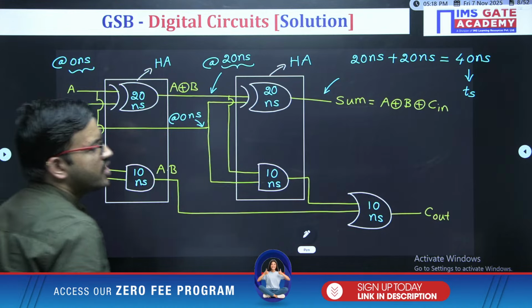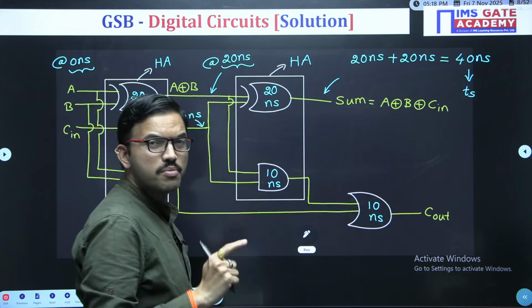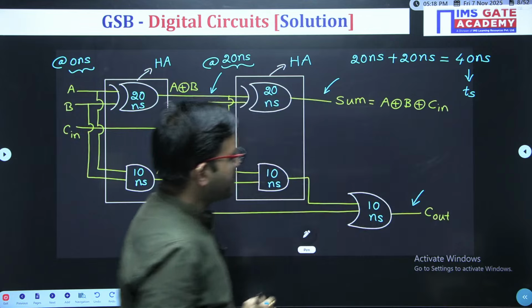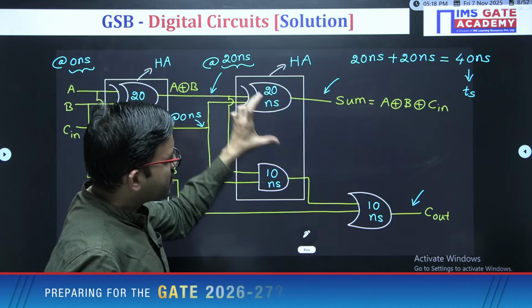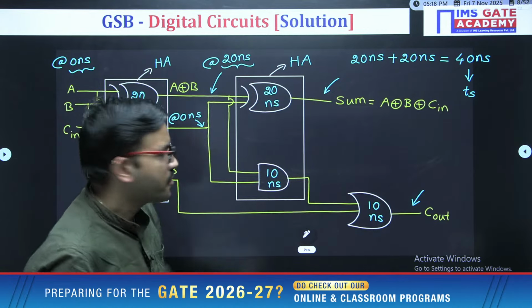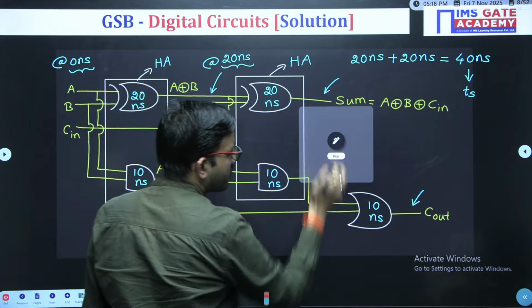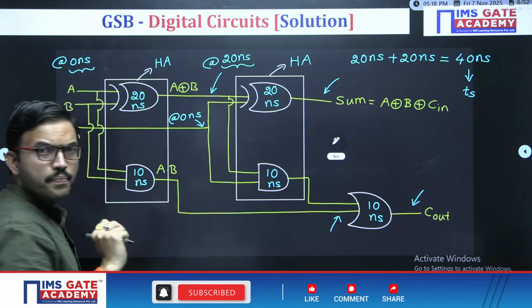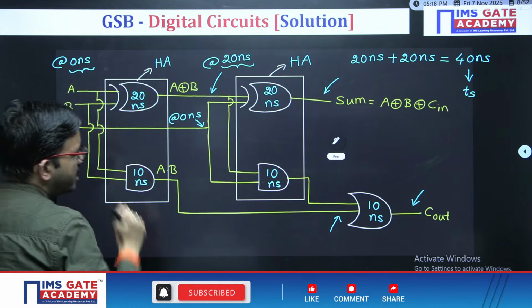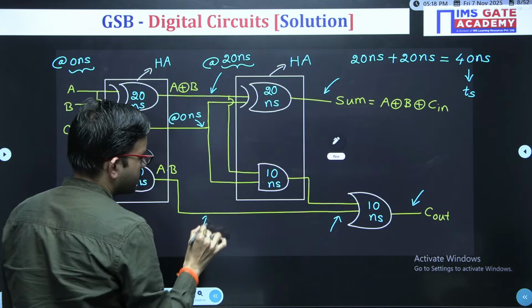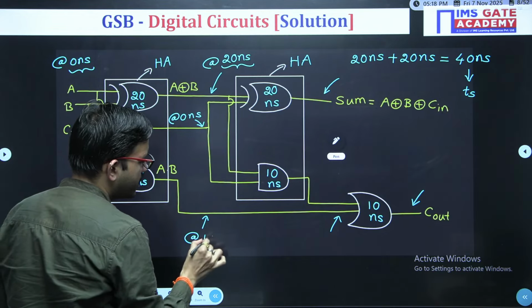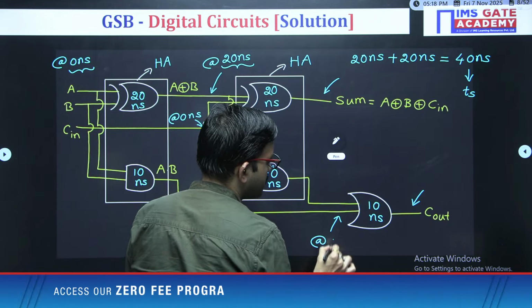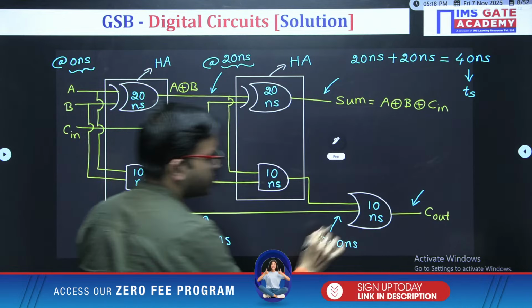Now similarly we have to find out regarding the carry, how much time it is taking. Here the OR gate, just like this XOR gate, has 2 inputs. One input is nothing but the output of this AND gate. The AND gate has a delay of 10 nanosecond, so here the output you are getting at 10 nanosecond. The same output we have connected, so that means the same delay, 10 nanosecond.